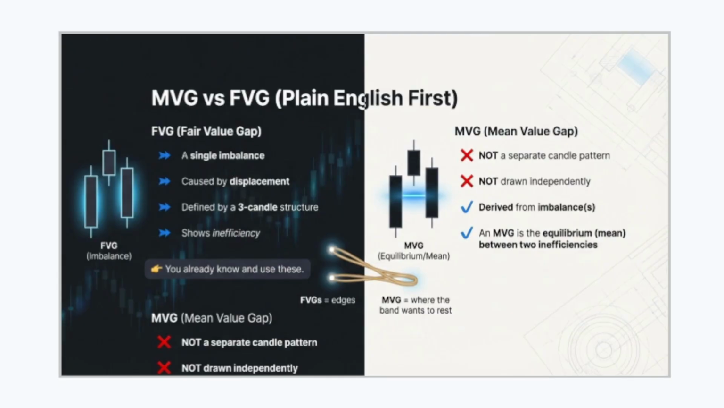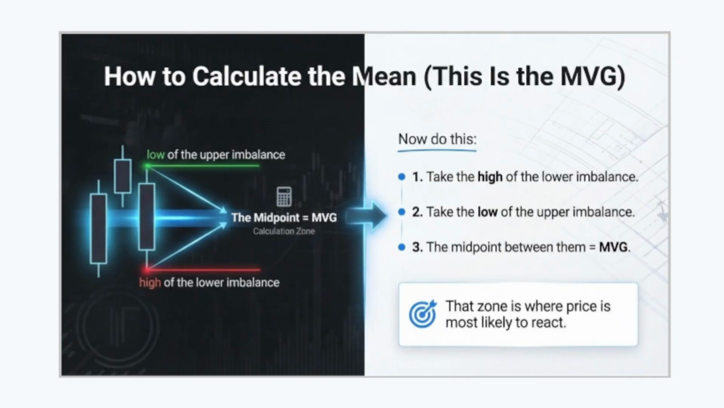In plain English, an FVG is a single imbalance showing inefficiency, defined by a 3-candle structure. An MVG is the equilibrium or mean between 2 inefficiencies derived from imbalances, not drawn independently. To calculate the MVG, take the high of the lower imbalance and the low of the upper imbalance. The midpoint between them is the MVG. This zone is where the price is most likely to react.